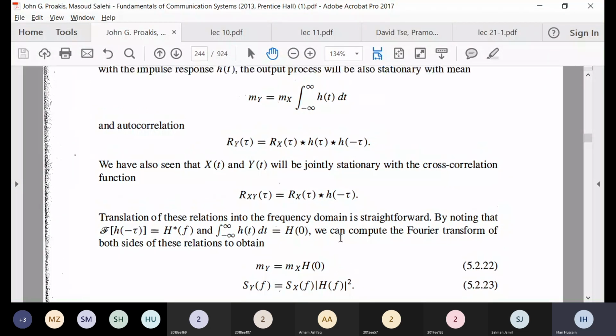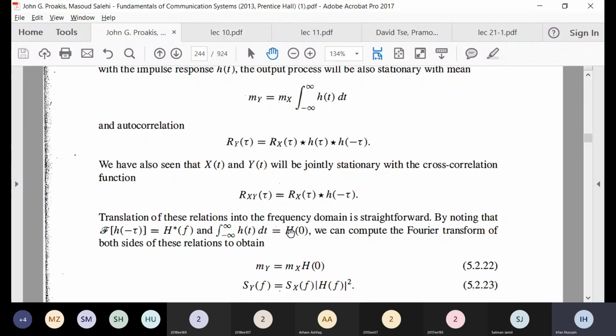Now I will try to write them in terms of their Fourier spectra. This is very easy. You can very well see that this is the sum of the impulse response, and the sum of the impulse response always corresponds to H(0). All right, so H(0). What is H(0)?